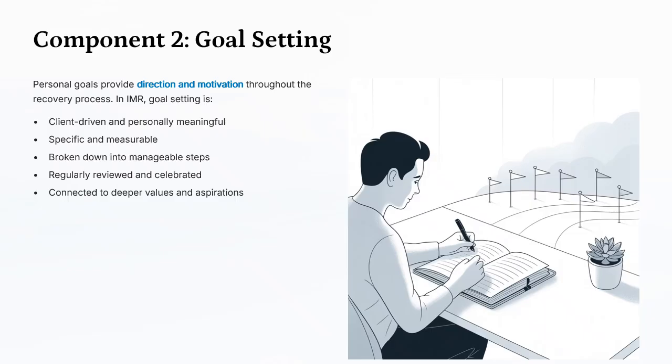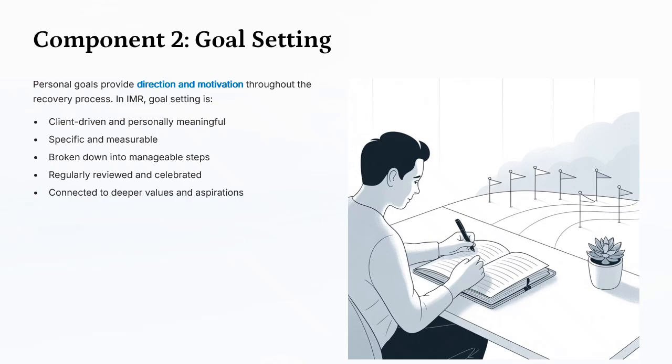Tracking progress and overcoming obstacles. Goal setting in IMR isn't a one-time event. It's a continuous process. Individuals are encouraged to track their progress and update their goals at the beginning of each session. This helps them identify any snags or obstacles and work with their practitioner to find solutions.